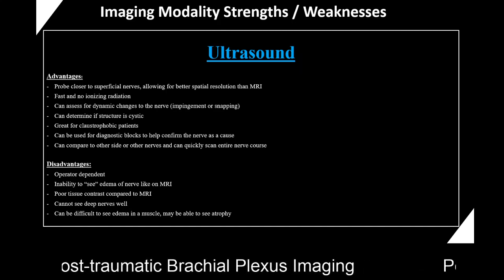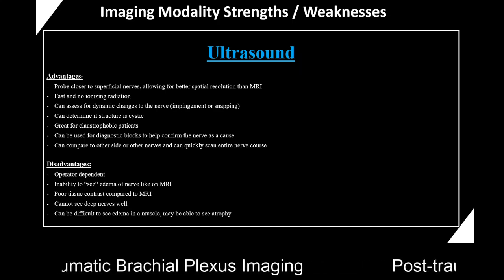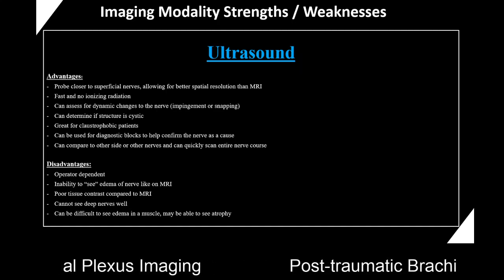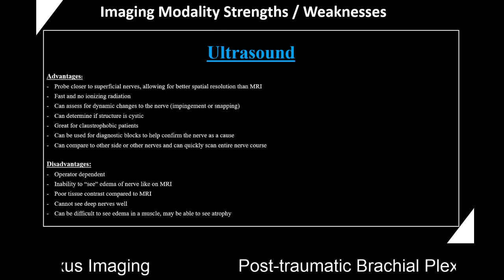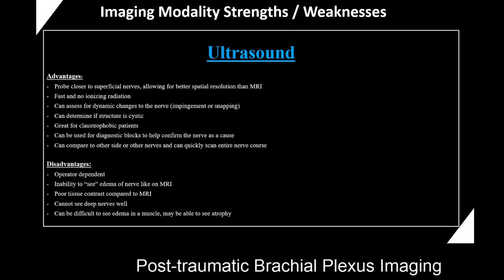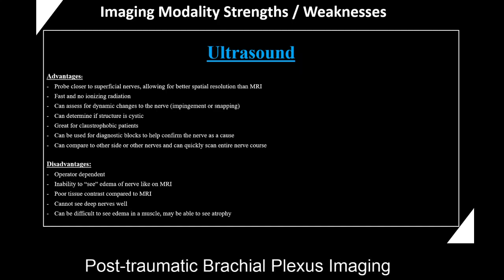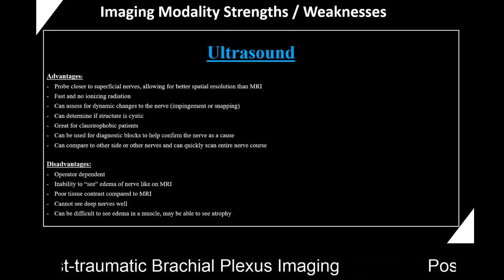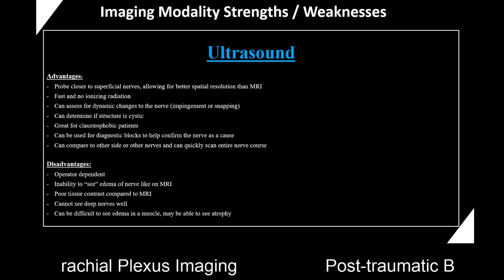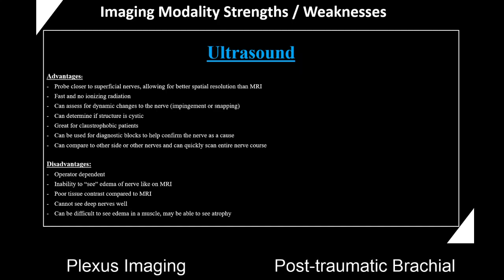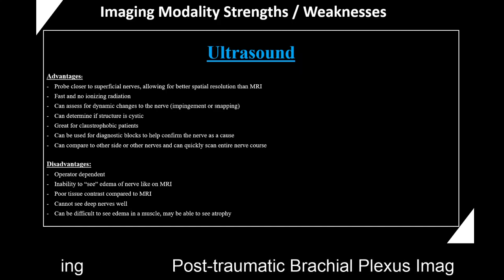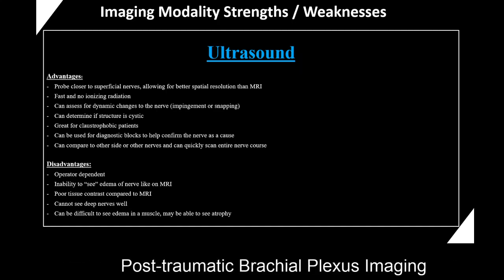There are several disadvantages. First, and probably most important, is that it's operator dependent. Unlike the MRI or CT scan, the operator who's actually doing the scanning must be familiar with the anatomy and understand it. They must also be able to accurately depict what they're seeing and record these images, so they'll have to know how to use the machine. Ultrasound also does not allow us to "see" edema in the nerves like we do on MRI, so that T2 signal that increases when we see injury, we cannot see with ultrasound. The soft tissue contrast is poor compared to MRI.